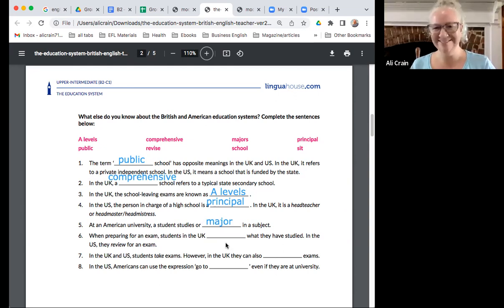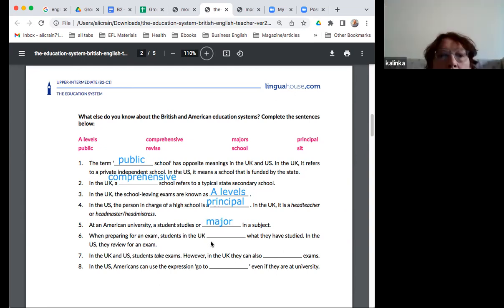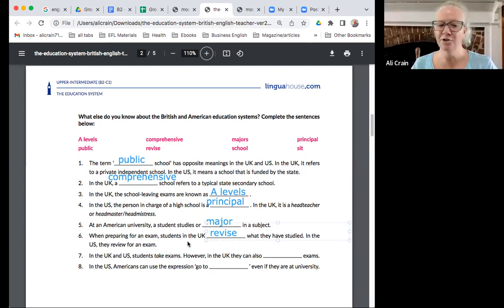Okay. Yeah. Kalinka, number 6. When preparing for an exam, students in UK revise what they have studied. In the USA, they review for an exam. Yes. It's the same meaning, just 2 different words that are used there. We always say to review in the US and it's revise in the UK.